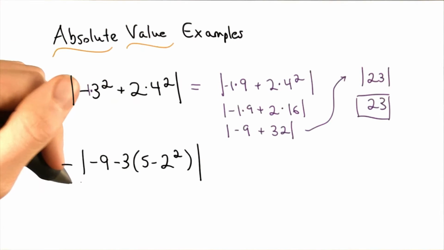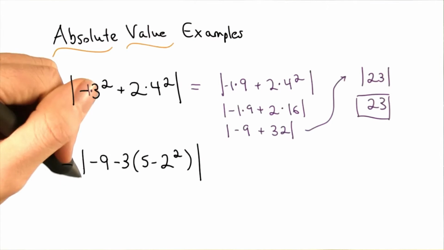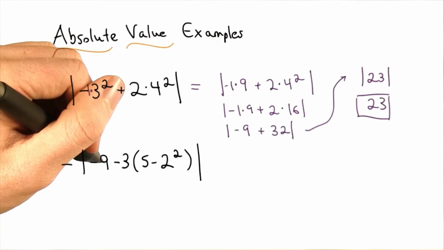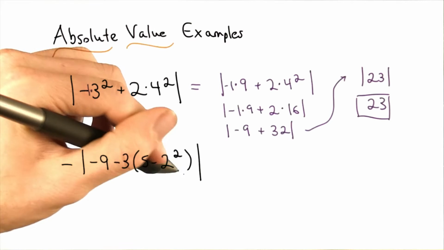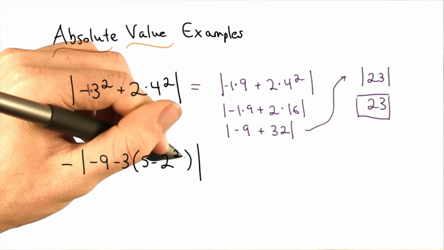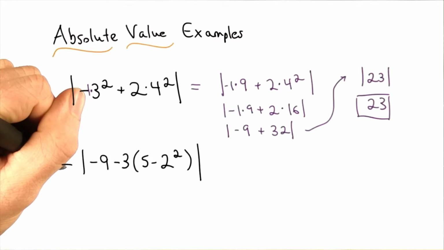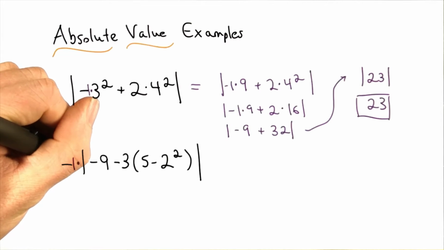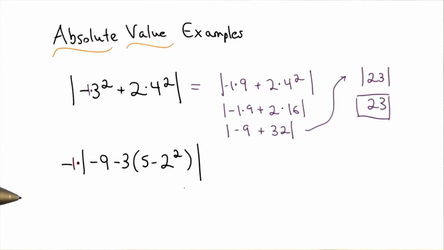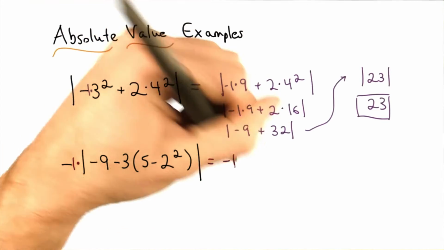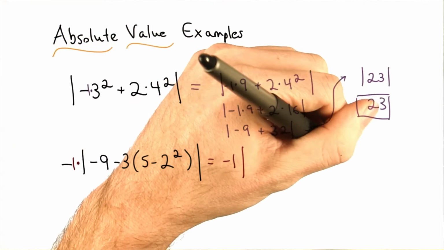Okay, for the second problem, I have the negative of the absolute value of negative 9 minus 3 times the quantity 5 minus 2 squared. Remember, here's a negative sign standing alone, so I really have negative 1 times this value. So negative 1's on the outside. I have an absolute value symbol.